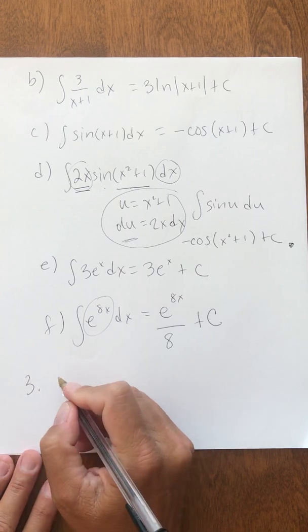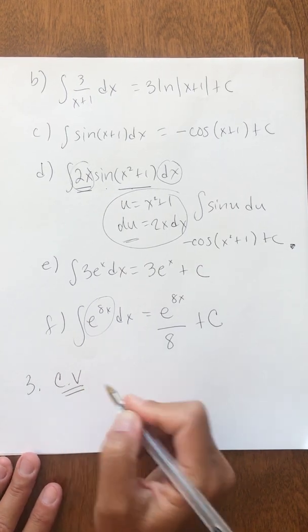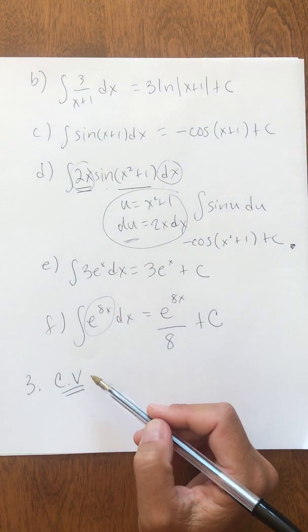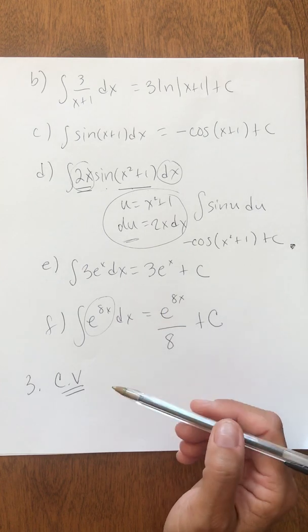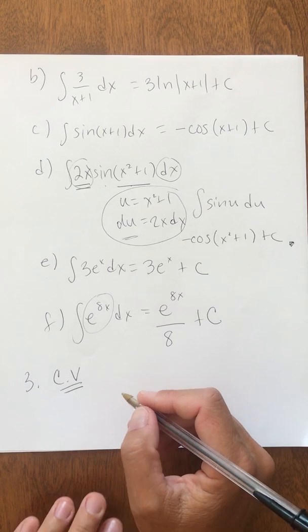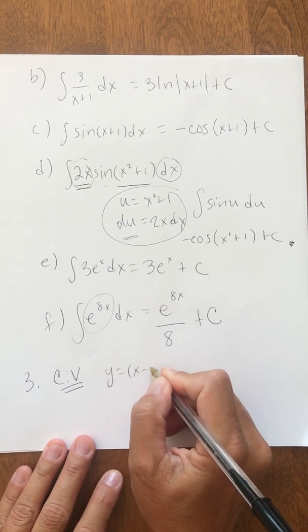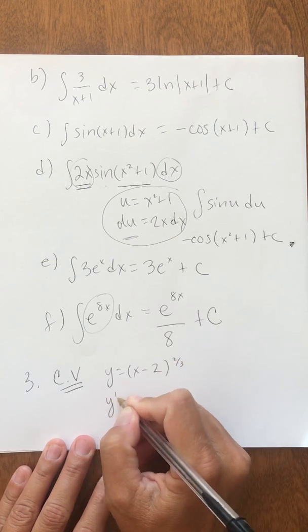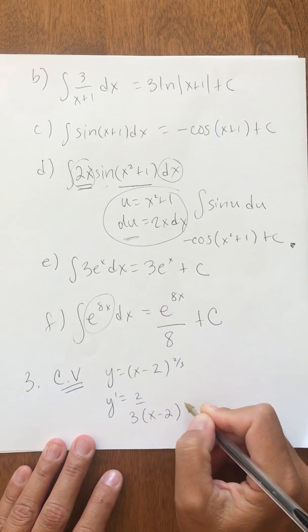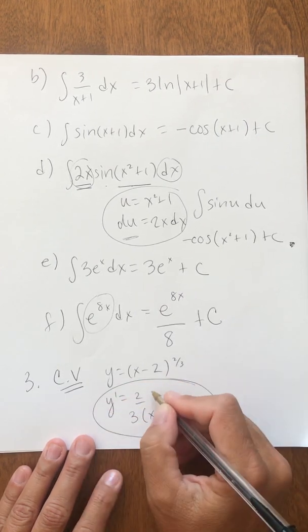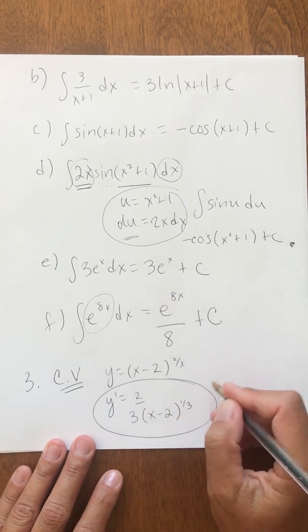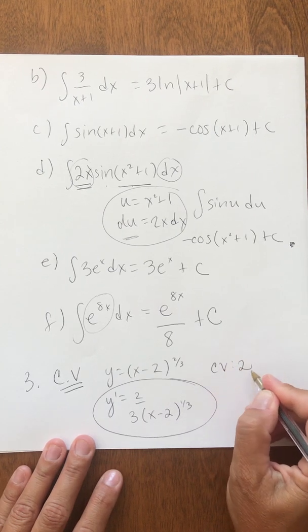For number 3, critical values. Critical values are the points where the derivative is 0 or where it does not exist. We're looking for those corners, those cusps, those discontinuities. Also, because we have a closed interval, we're going to look at our endpoints. So if y is (x minus 2) to the 2/3, my derivative: 2/3 comes down, inside stays the same, but the exponent is negative 1/3. This derivative is never 0 because the top is never 0, but it is undefined at x equals 2.